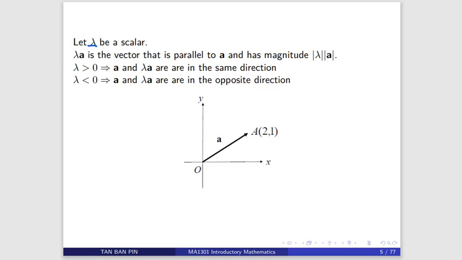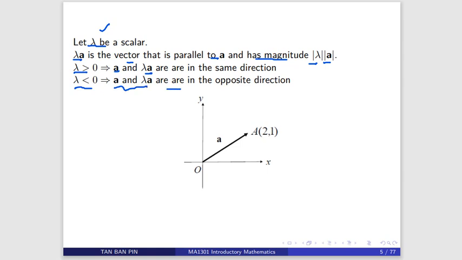Let lambda be a scalar. Lambda A is the vector parallel to A and has magnitude lambda times the magnitude of A. Lambda need not be positive. If lambda is positive, A and lambda A are in the same direction. If lambda is negative, then A and lambda A are in opposite directions.